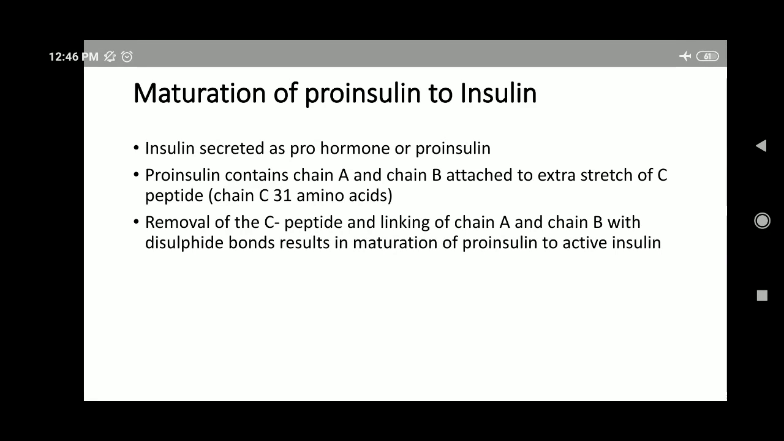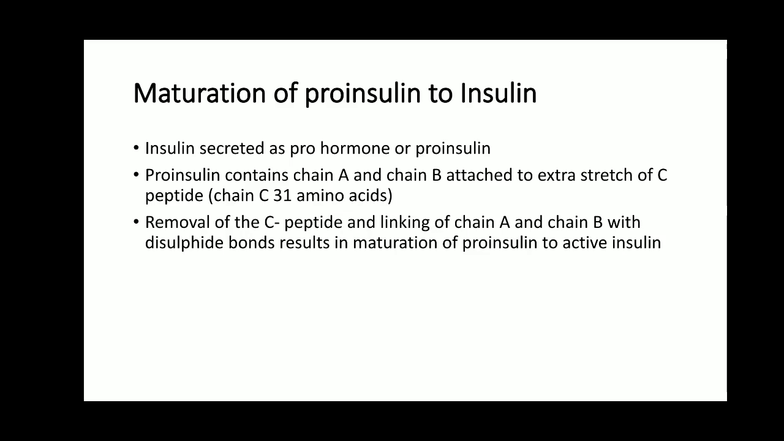Now, in most cases, in humans as well as other mammals, it is produced as a proinsulin, or an inactive insulin. So what does this proinsulin contain? Proinsulin contains chain A and chain B, which is attached to an extra stretch of C peptide. Getting? There is an extra polypeptide chain that is connecting the chain A and chain B, which is known as C peptide, and this C peptide contains 31 amino acids, right? Getting, students?